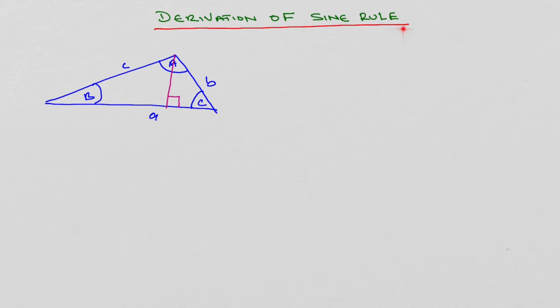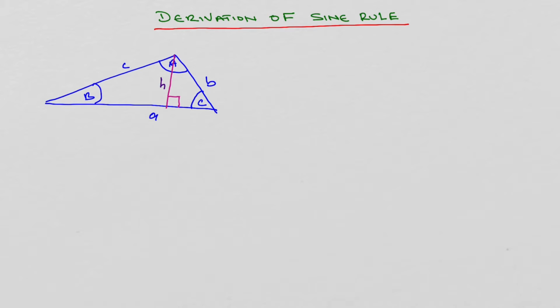Derivation of the sine rule. So if you have a non-right angle triangle, none of the angles is 90 degrees. What we need to do is label the sides: the side opposite angle A is little a, the side opposite angle capital C is little c, and the side opposite angle capital B is little b. Draw a vertical line down, and we know that this is H.